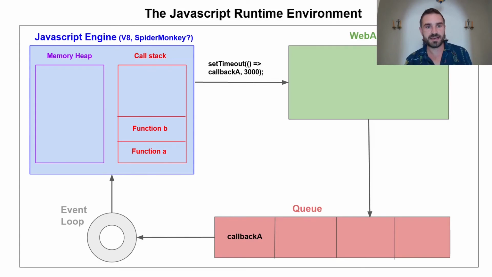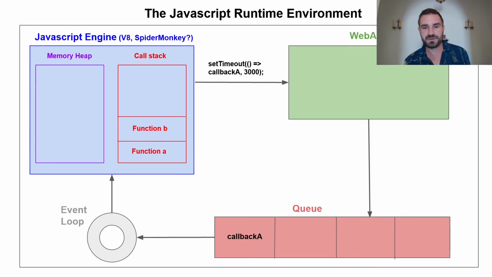So we've got callback A waiting on the queue, waiting to be executed. When will that happen? The event loop will only add things onto the call stack when the call stack is already empty. So yeah, that's kind of the main takeaway.